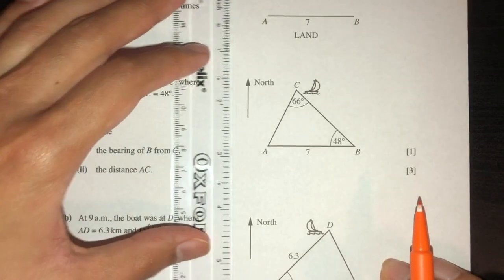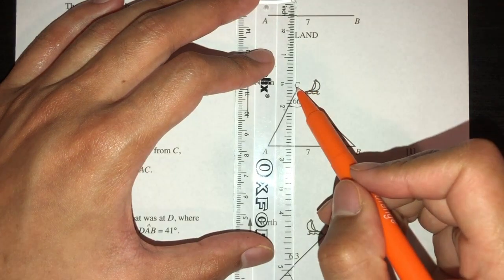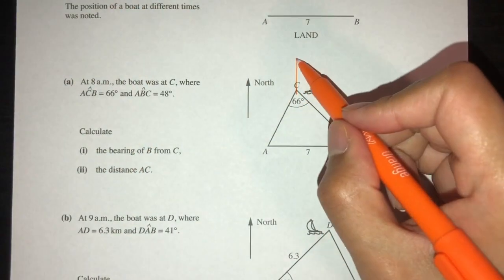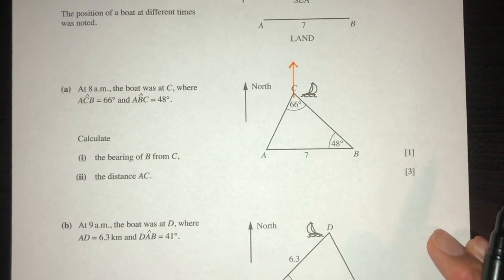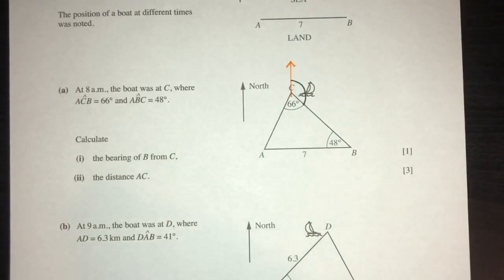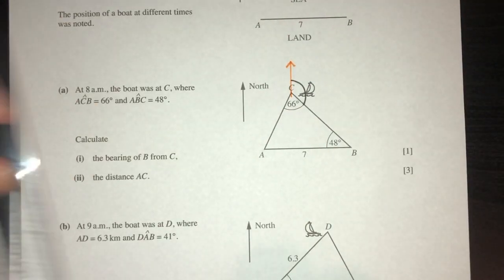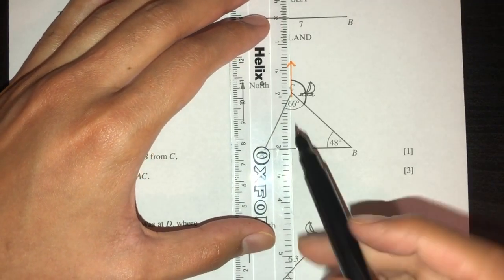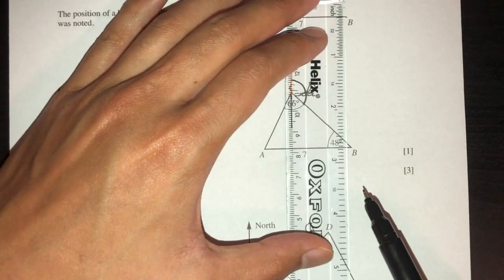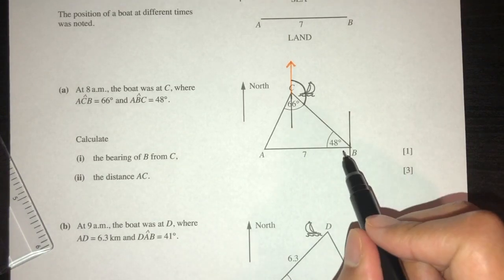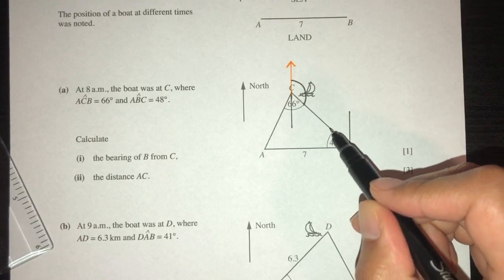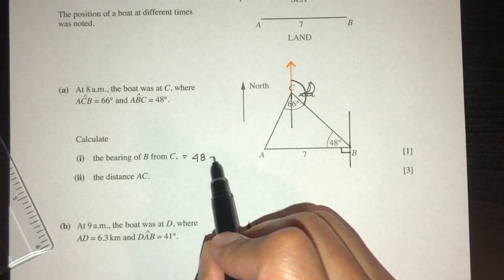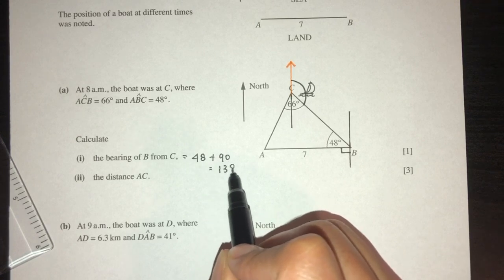So to find the bearing, you first have to draw the north line, and you have to understand what angle you are trying to find. So the bearing of B from C will be this one. So you want to find this angle. Now it will also help you if you continue this line here, for example, and also draw this line here. It will help you to understand what you are trying to look for. This one is 90. So this angle here is going to equal the same angle here. So the bearing will be 48 plus 90. That will be 138 degrees.